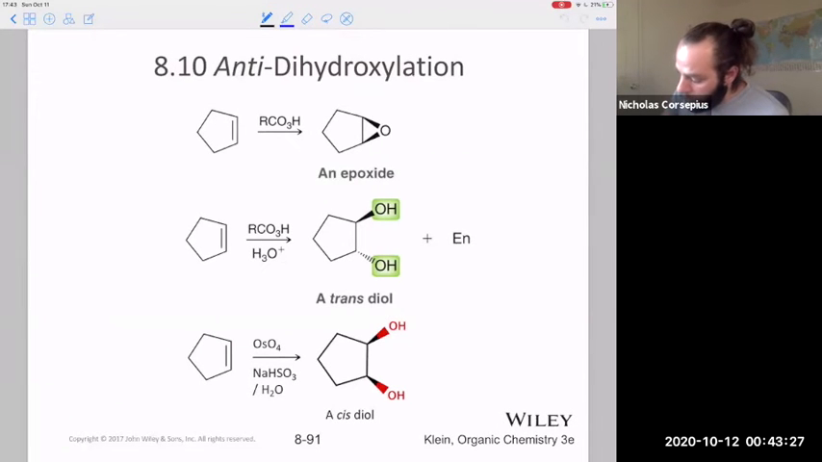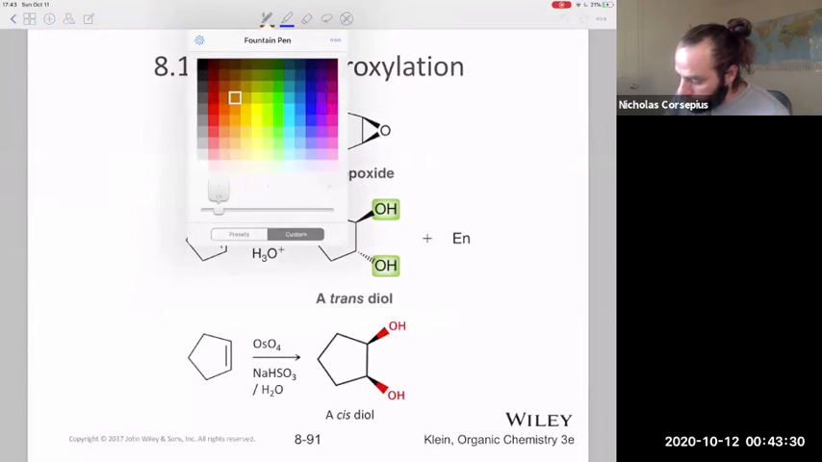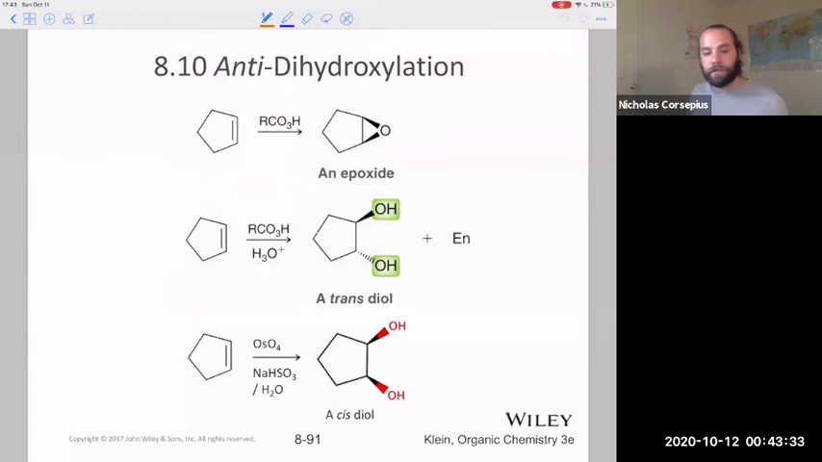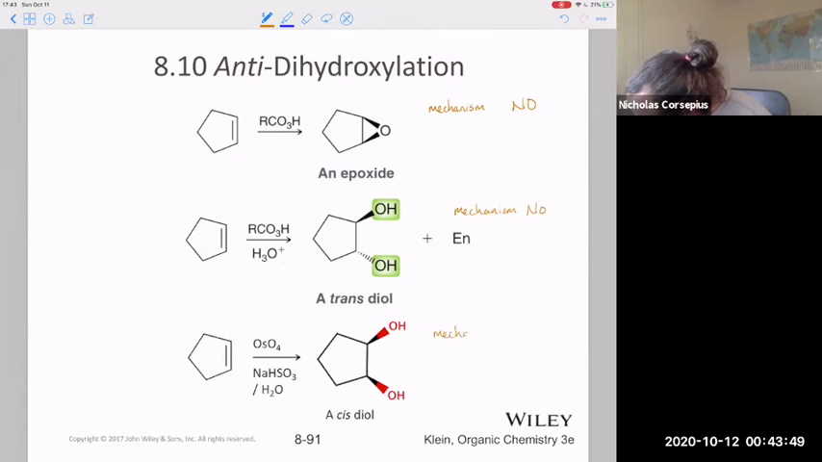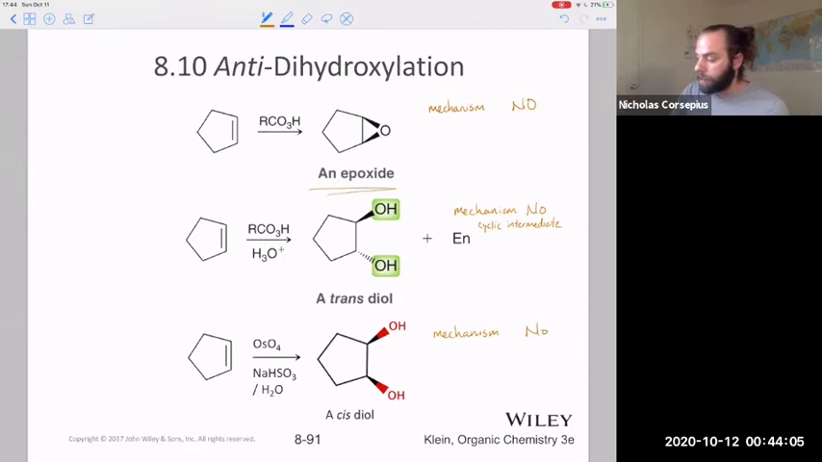Okay, so now looking at each of these three reactions that we just learned about, let's create our little cheat sheet here. So mechanism, no. I don't expect you to know the mechanisms for any of these, other than for this middle one here, again, just knowing that it goes through that cyclic epoxide intermediate.